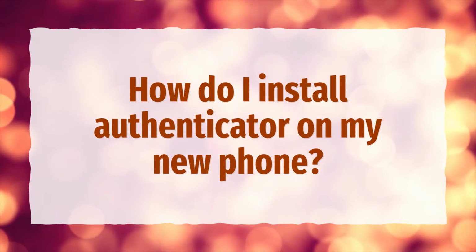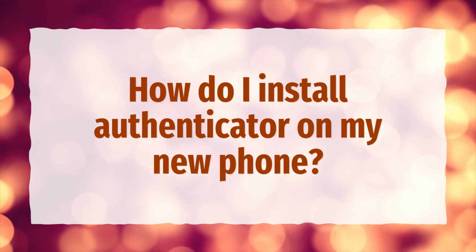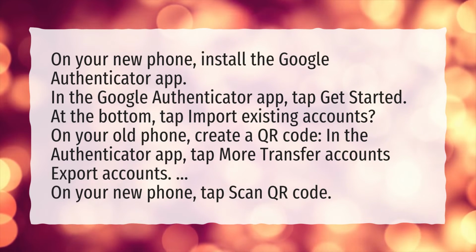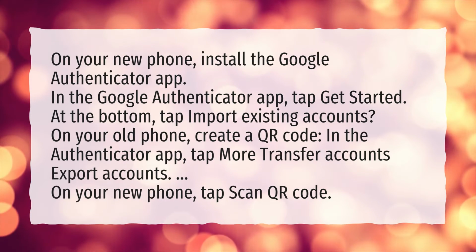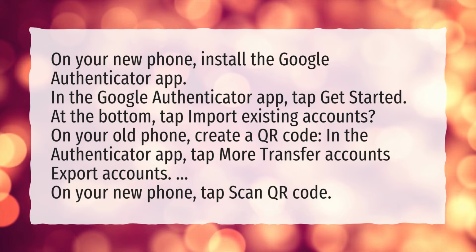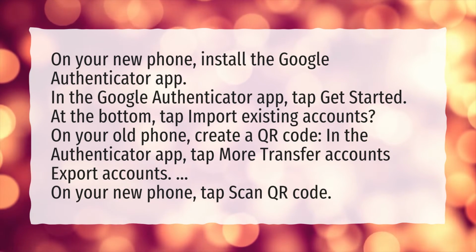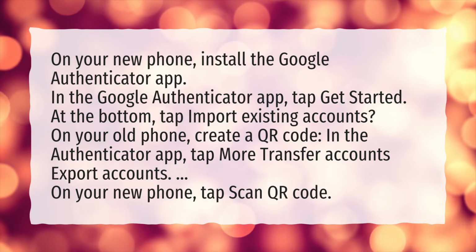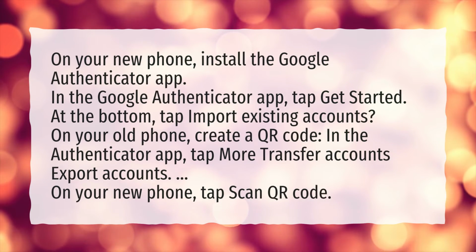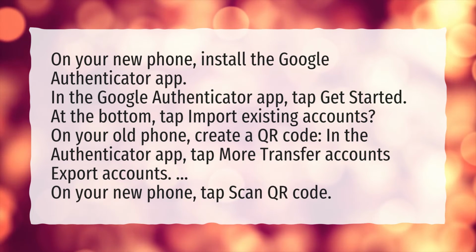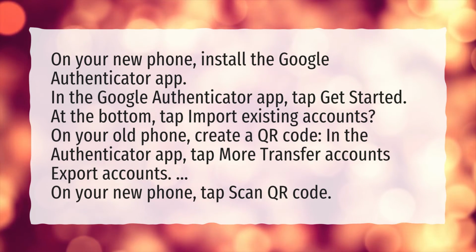How do I install Authenticator on my new phone? On your new phone, install the Google Authenticator app. In the Google Authenticator app, tap Get Started. At the bottom, tap Import Existing Accounts. On your old phone, create a QR code. In the Authenticator app, tap More, Transfer Accounts, Export Accounts. On your new phone, tap Scan QR code.